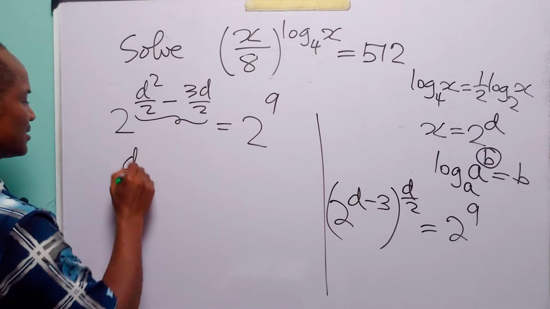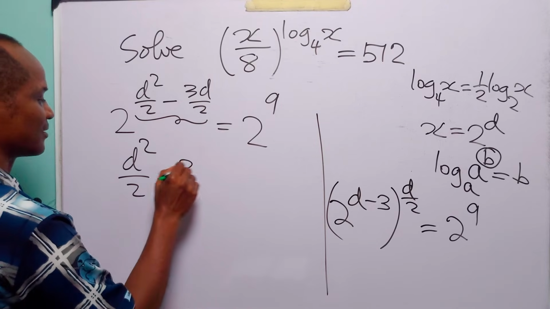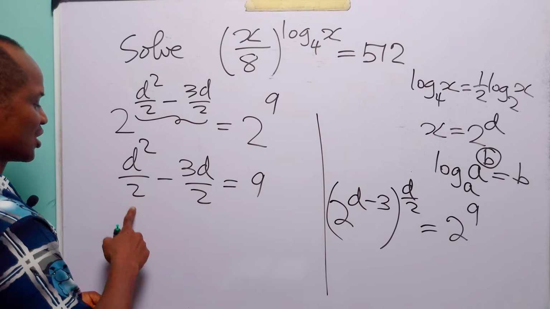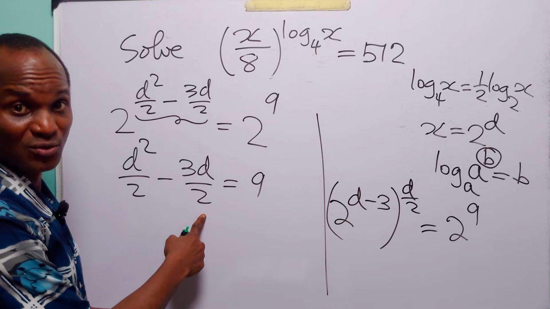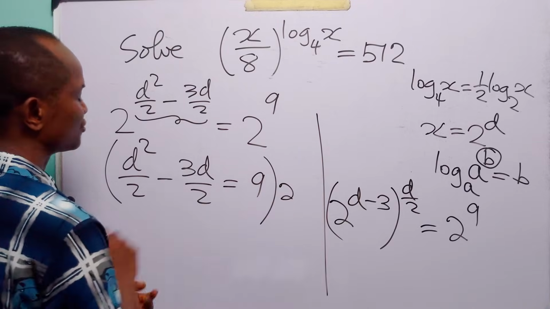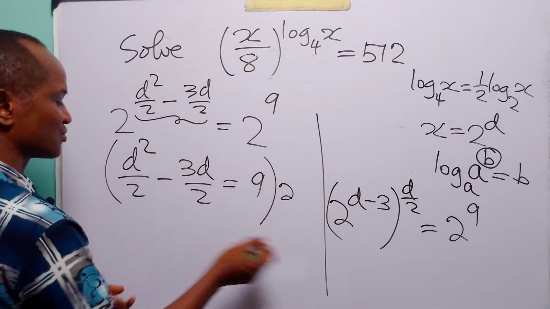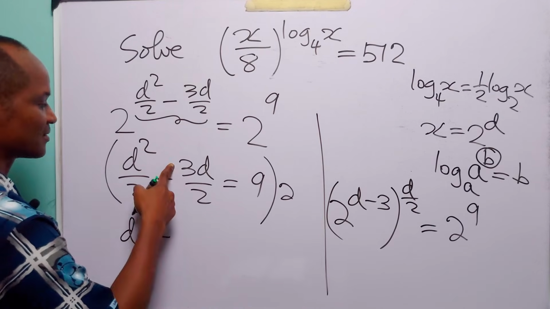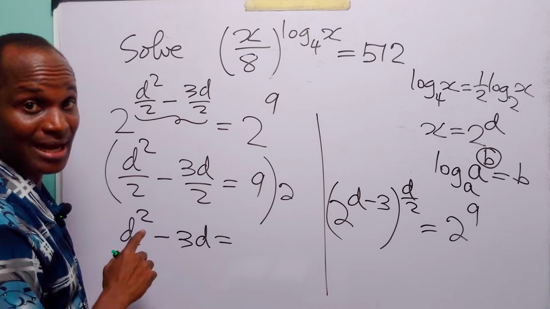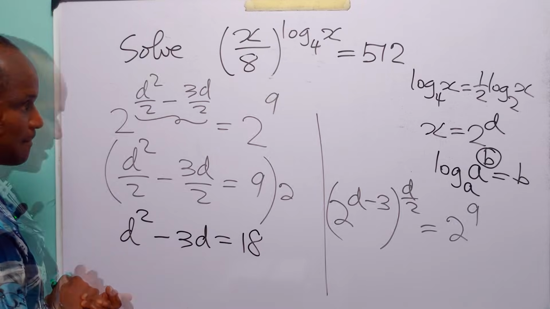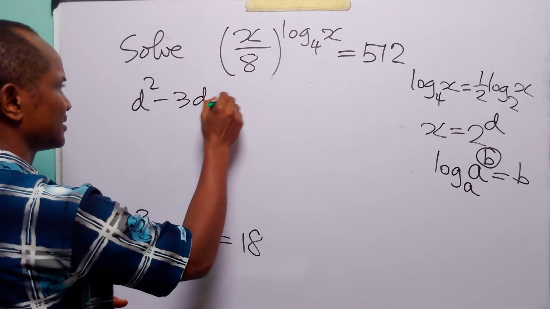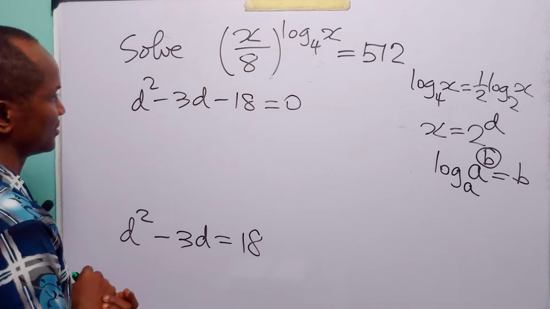Now that we have the same base on both sides of the equation, we can safely equate the exponents. So from here we have that d squared over 2 minus 3d over 2 is equal to 9. And of course, to make life easy for us, let us get rid of these two fractions. How are we going to do that? We multiply through the equation by 2. d squared over 2 times 2, of course, is d squared. 3d over 2 times 2, of course, is 3d. And 9 times 2 is 18. Rearranging this equation, we have d squared minus 3d minus 18 is equal to 0.